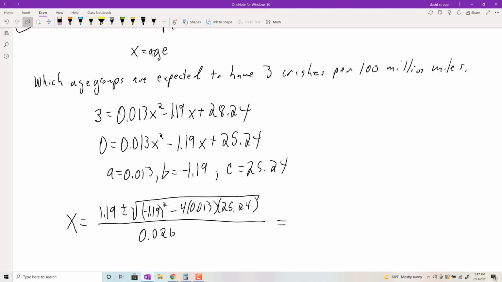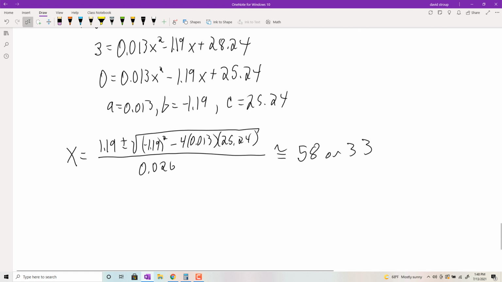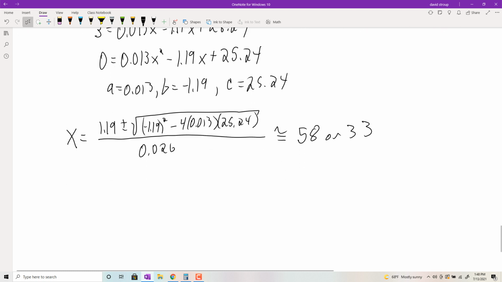You're going to get two answers out of this once you go to your calculator. I'll spare you the details, but one answer will be 58, the other answer will be 33. So you would expect the 58-year-olds or the 33-year-olds to experience 3 crashes per 100 million miles.